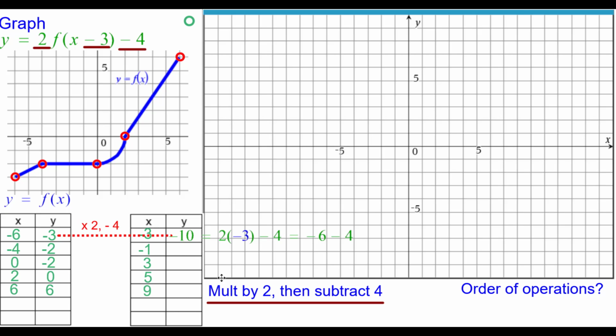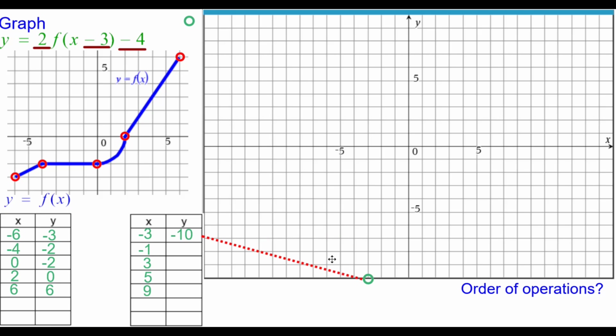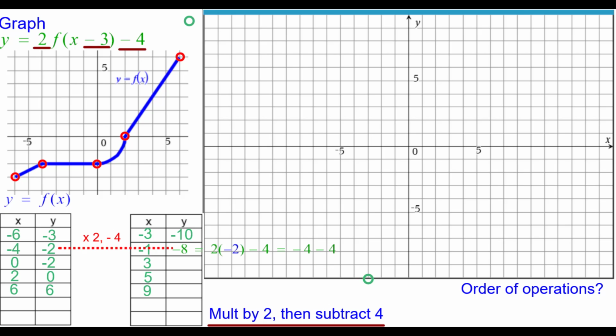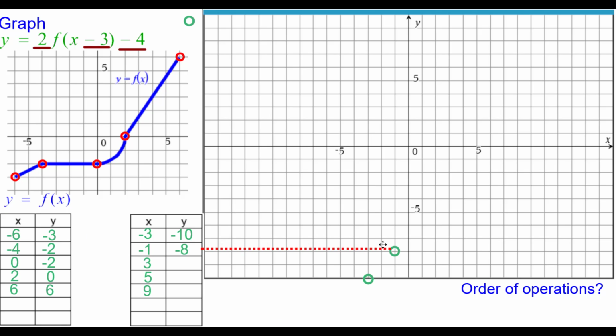Go ahead and finish these points here, plot them, and finish the graph. Press pause to do so, and then resume. So -3, -10 is our first point. -2 times 2 is -4, minus 4 is -8. So the point is -1, -8.